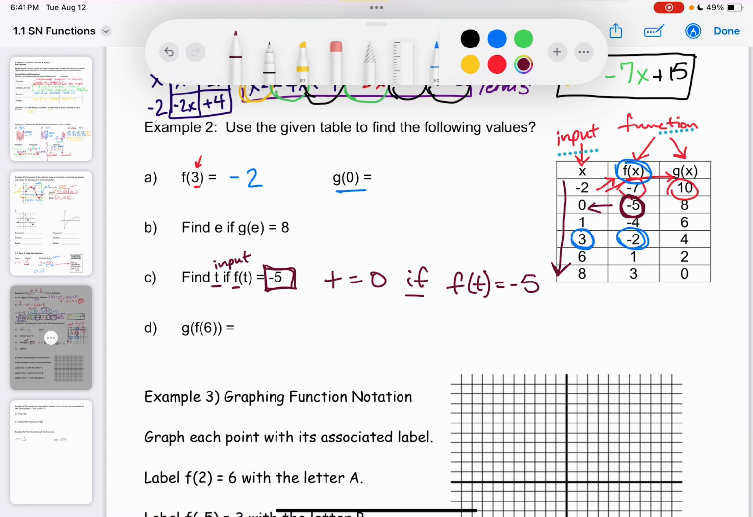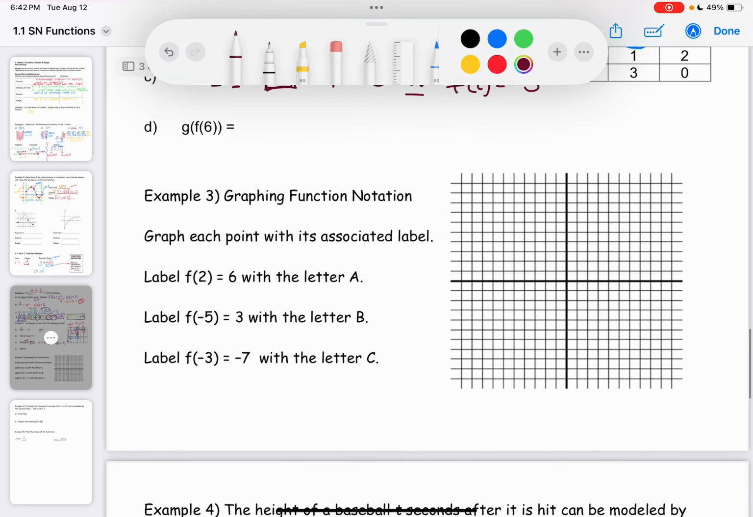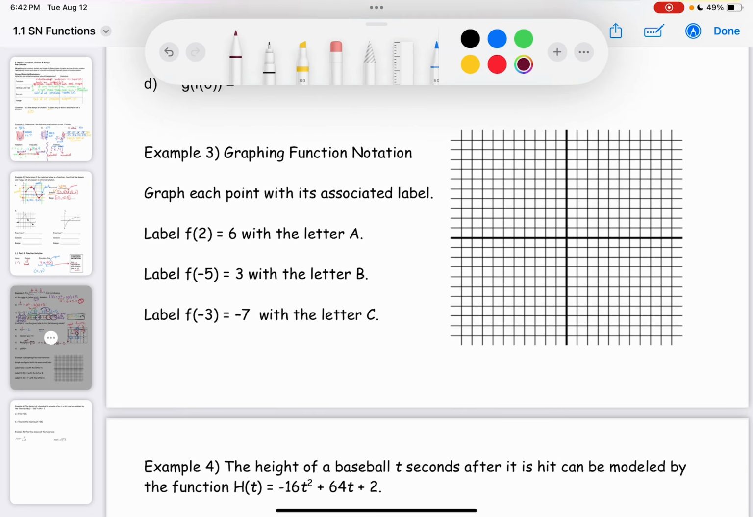All right, we're getting close to the end. I know this is a long note, so I'm trying to move quick. This next section, example 3, is just some graphing practice. So it says graph each point with its associated label. If you look, this is the input, which is the x. What it equals is the output. Because remember earlier we said f of x equals y. Input equals the output.